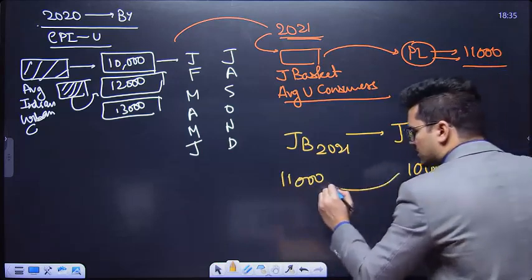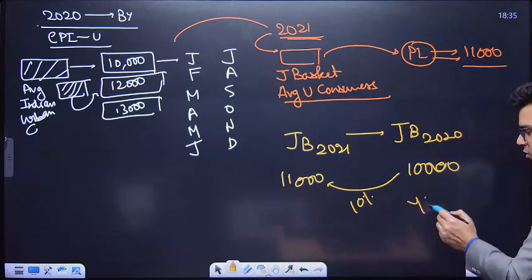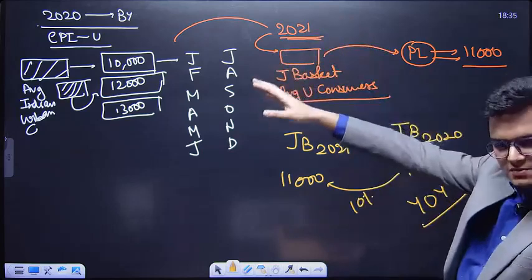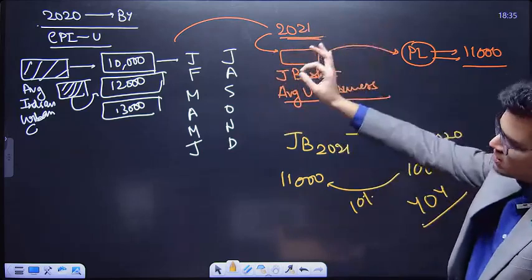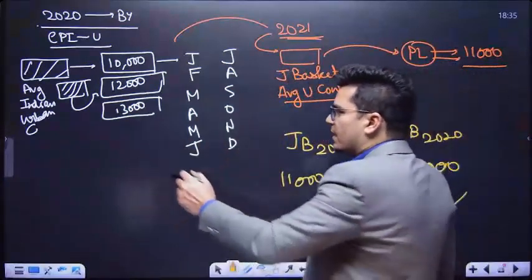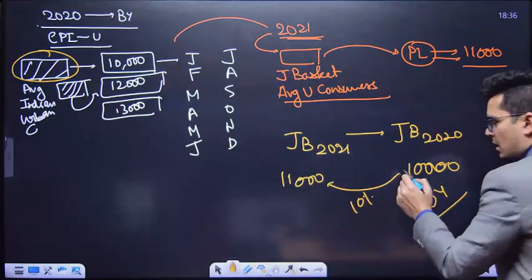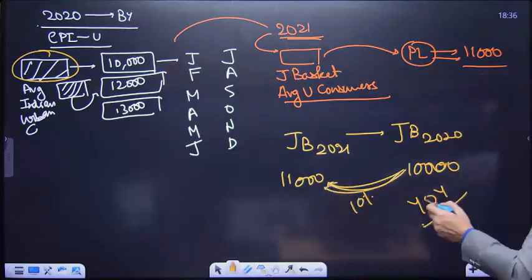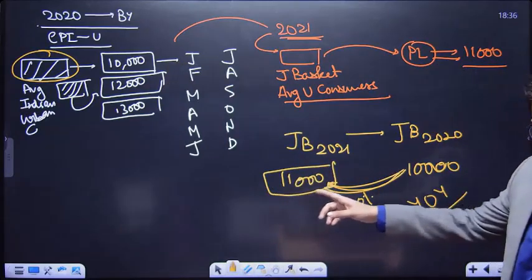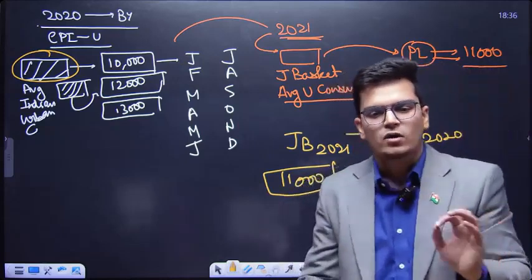So what is the inflation that has happened? 10% inflation has happened year on year. From last month in January, I had to spend 10,000 rupees to get my average Indian consumer basket of January. In 2021, I have to spend 11,000 rupees for the same. So there is 10% inflation year on year. और this is exactly how inflation is measured.